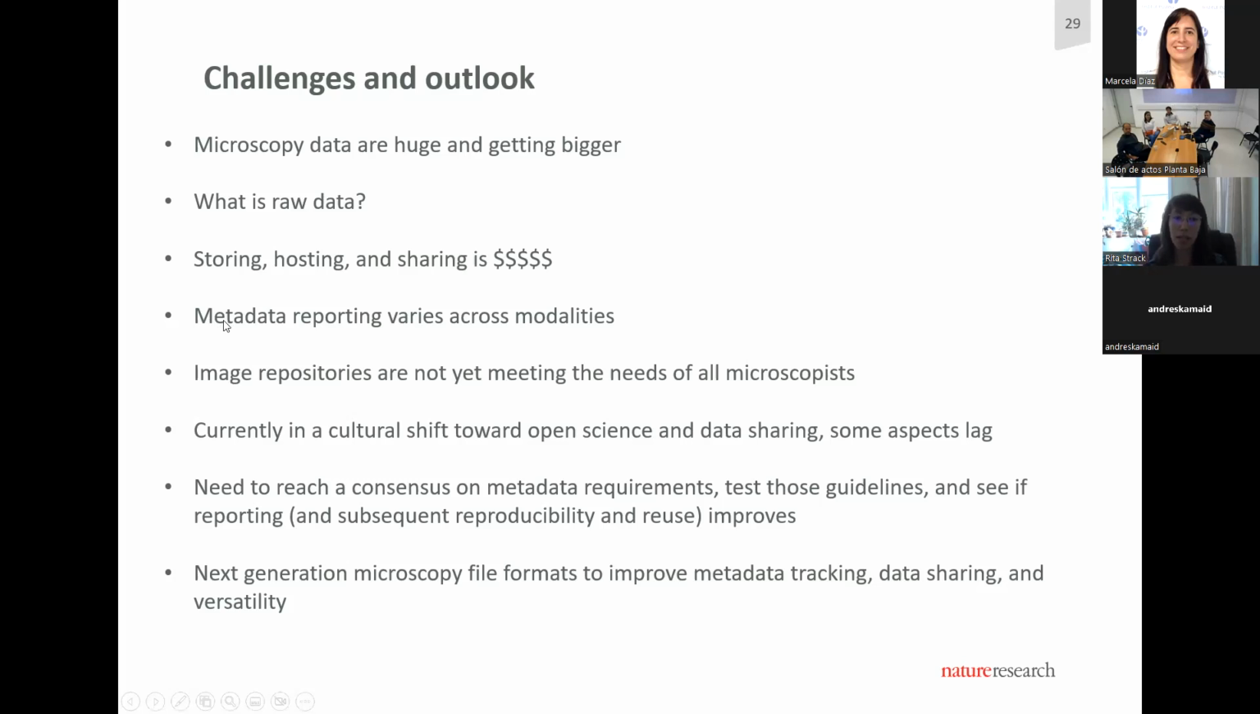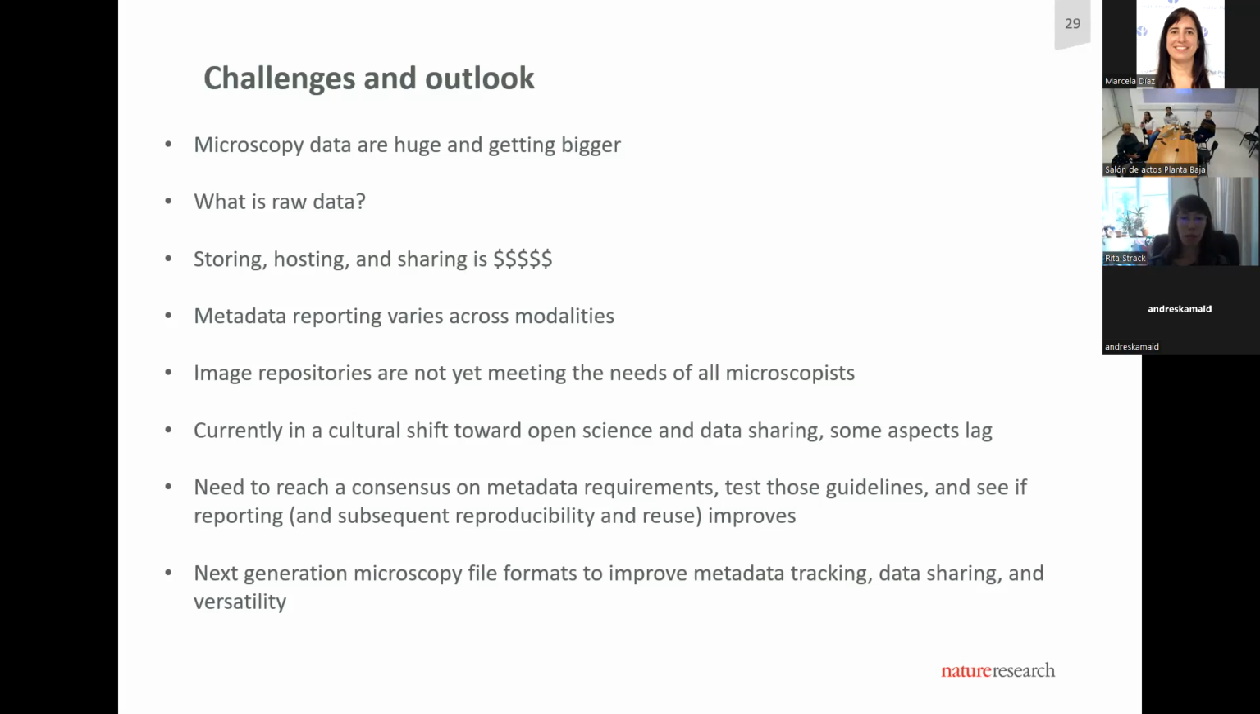I think a challenge for metadata tracking and reporting is that it varies so much across modalities, even just within fluorescence light microscopy. So I think that's an ongoing challenge that could be addressed. I love the idea of image repositories as places where you can just sit your raw data and people can access it as they please. But although the existing image repositories and resources are fantastic, I'd say they're not yet meeting the needs of all microscopists. So what can we do to grow that area, and what needs to happen moving forward?